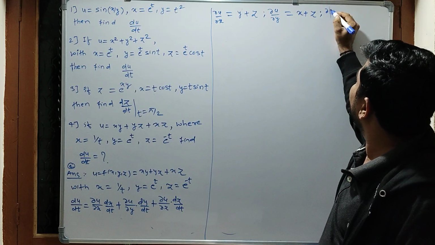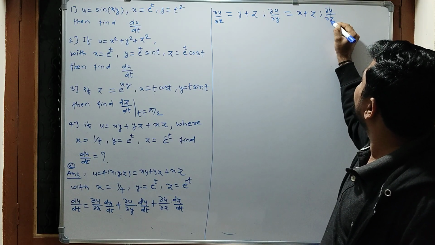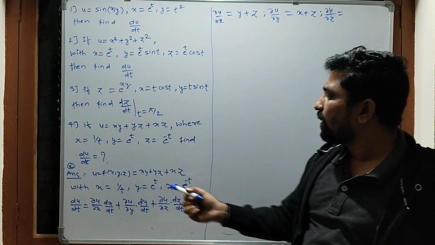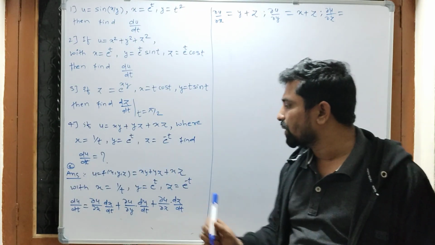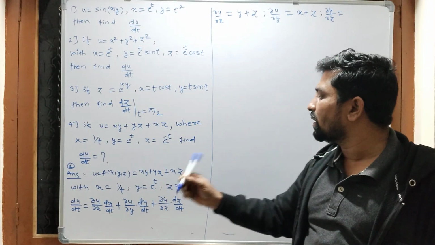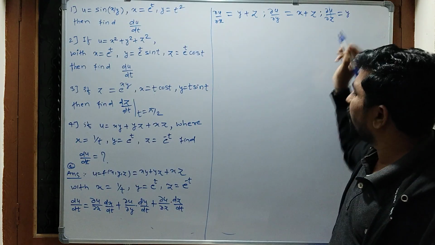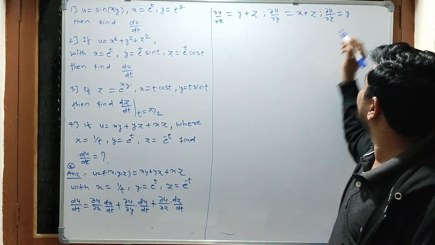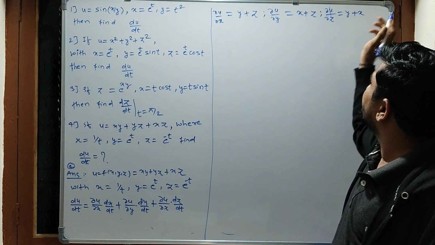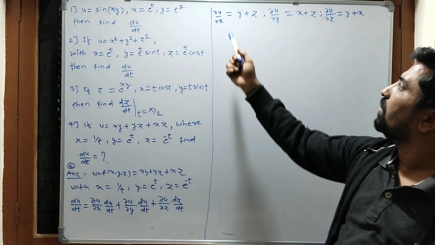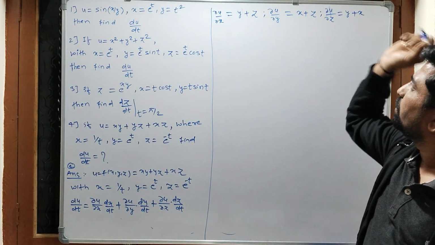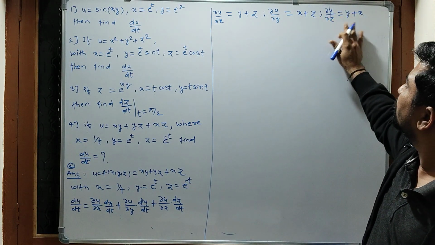Now the partial derivative of u with respect to z. Here the first term has no z, so it is a constant, 0. Then z is there in yz, so this gives y, and z is there in xz, so plus x. Therefore the partial derivative of u with respect to x is this, with respect to y is this, and with respect to z is this.